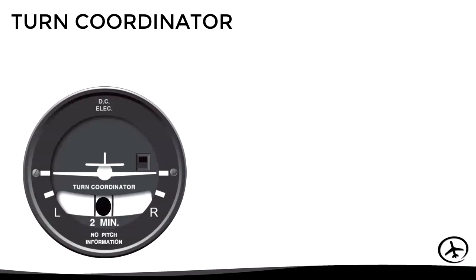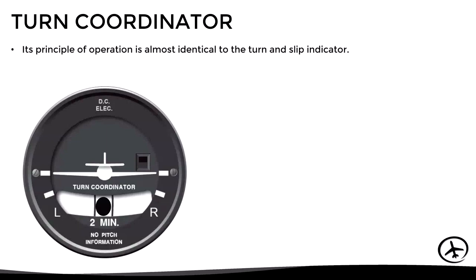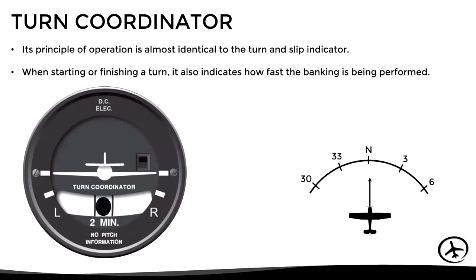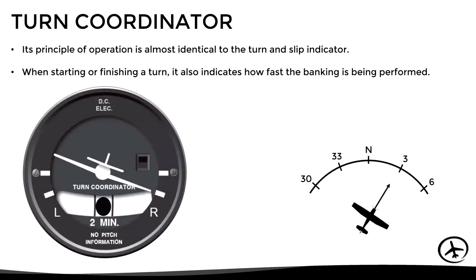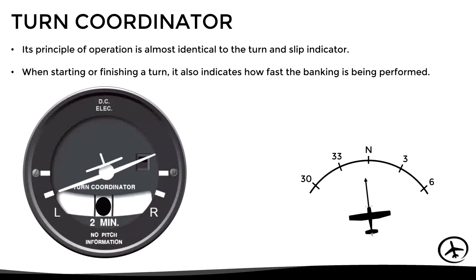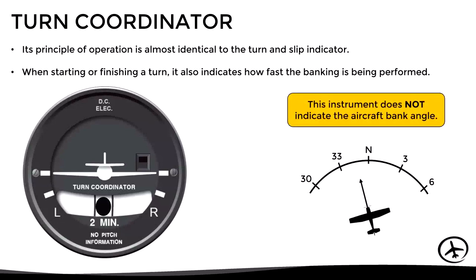The turn coordinator. The principle of operation of this instrument is almost identical to the turn and slip indicator that we have just seen. However, it has a slight difference, and it is that, when starting or finishing a turn, it also indicates how fast is the aircraft banking, not only the rate of turn. However, despite having this additional functionality, we must emphasize that this instrument does not indicate the bank angle. For that we will have to use the attitude indicator. With this being said, let's see the parts of the turn coordinator.